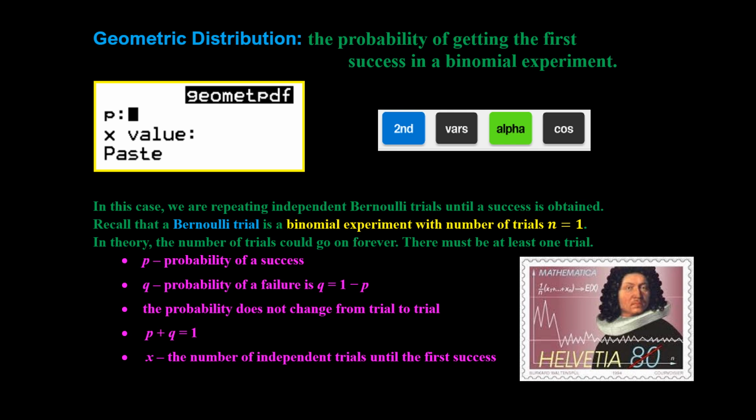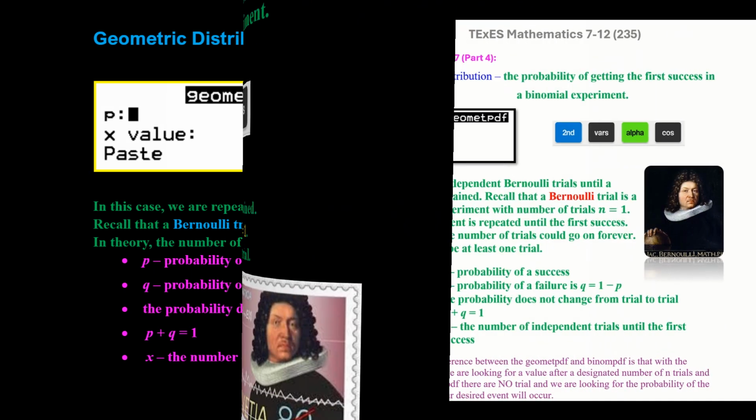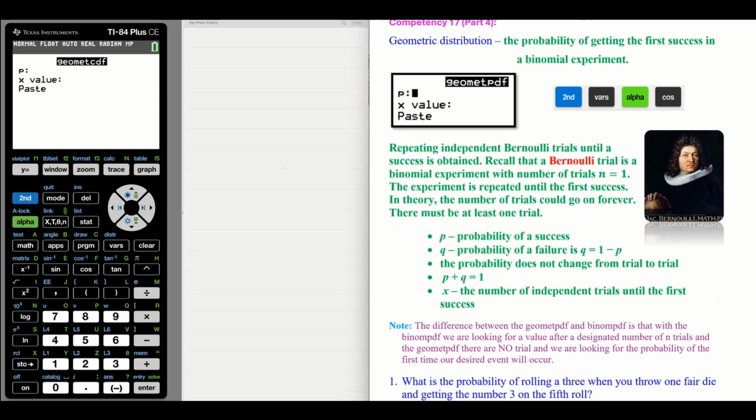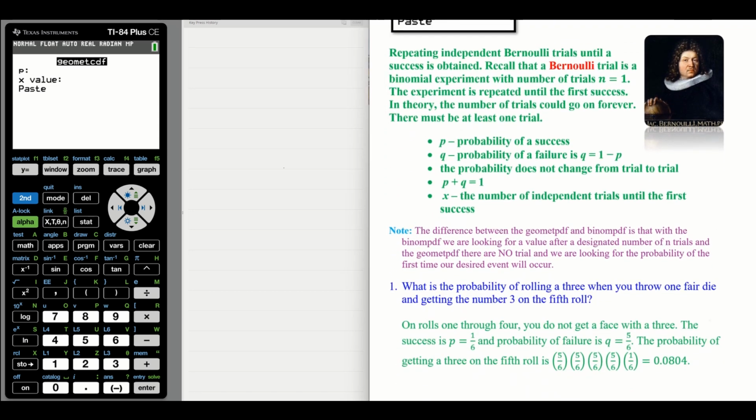Recall that a Bernoulli trial is a binomial experiment with number of trials n equals 1. In theory, the number of trials could go on forever. There must be at least one trial. As far as our TI-84 is concerned, we are interested in the geometpdf.